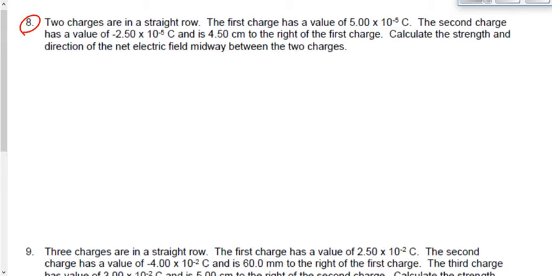All right, time to do number 8 as a group here. It says 2 charges in a straight row. The first charge is a value of positive 5 times 10 to the negative 5. So here we go with the first one.